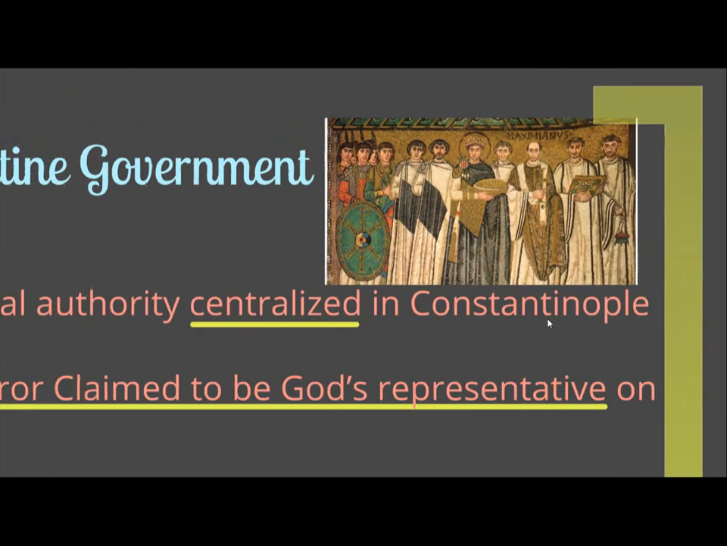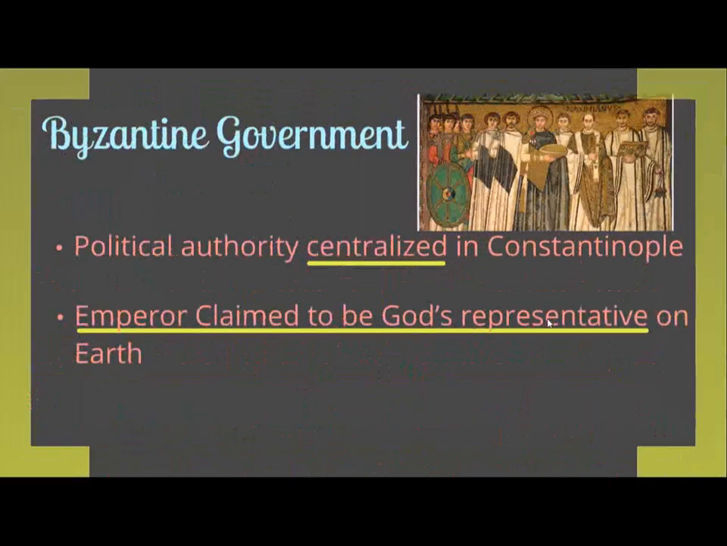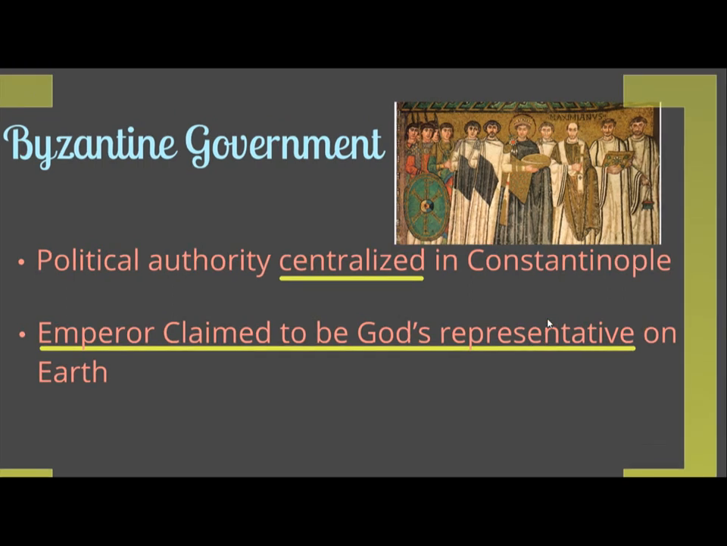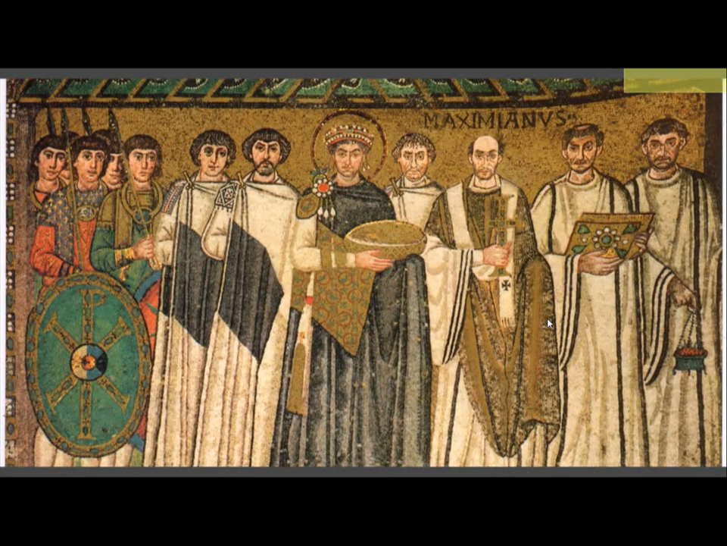So the Byzantine government was basically all focused on Constantinople. That was the heart of their government, right? So they had a centralized government, meaning the government was in one place. The emperor claimed to be God's representative on earth. So now we see a blending of church and state.